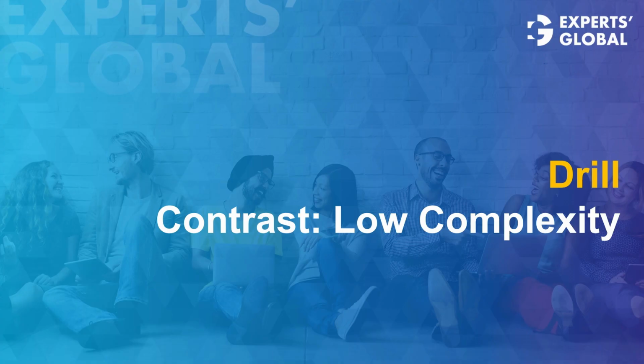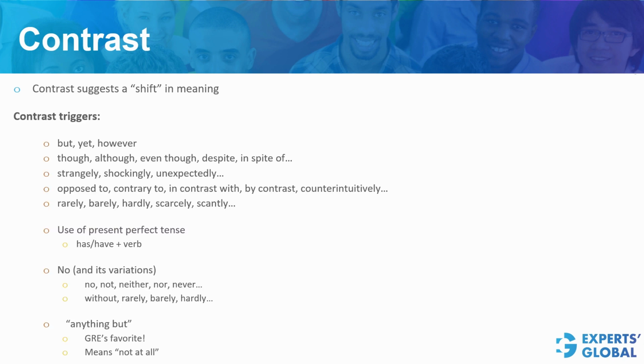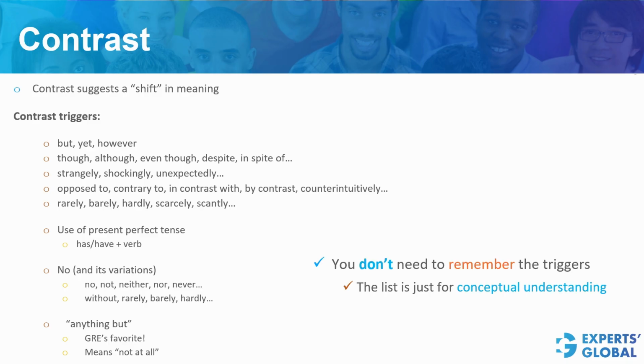A drill on sentences involving contrast, low complexity. Please target 100% accuracy and don't worry about speed at this stage. A quick recap. Contrast suggests a shift in meaning. Here is an exhaustive list of contrast triggers. You don't need to remember the triggers. The list is here just for your conceptual understanding. The key lies in identifying each such contrast trigger and duly processing the shift in meaning that such triggers bring.